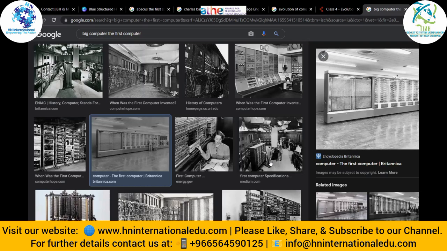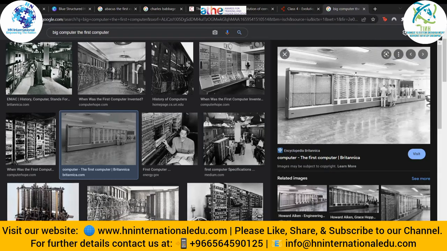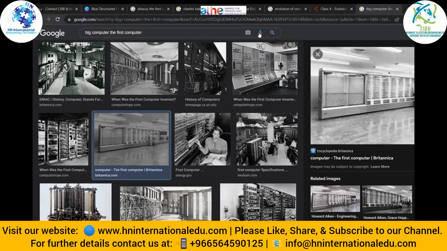Does everyone know about viruses? Yes, sir. Everyone has heard about viruses also. Yes, sir, I know about virus. So how did this name come, virus or bug? Do you know that, Farhan? No, sir. So what happened when these big types of computers were installed in a big room, as you can see on the shared screen.